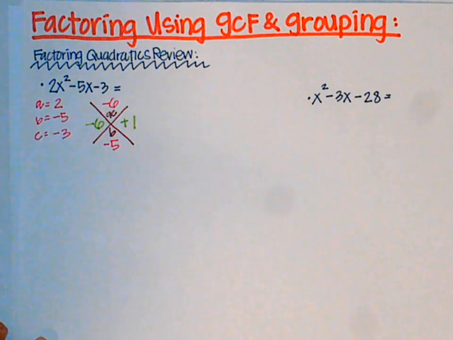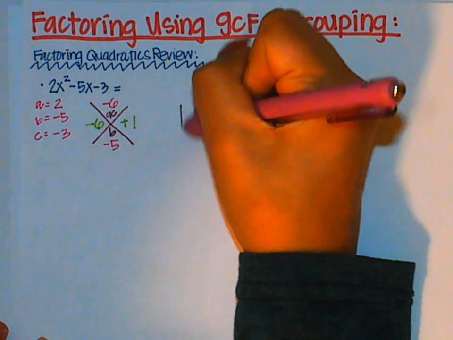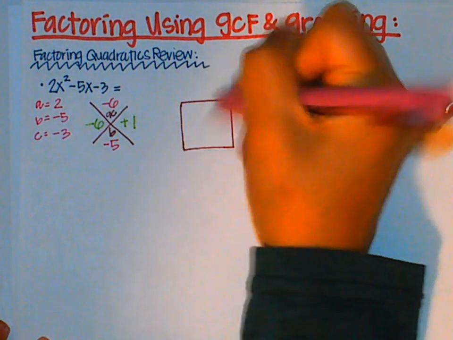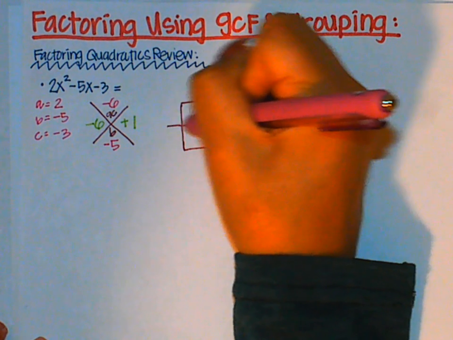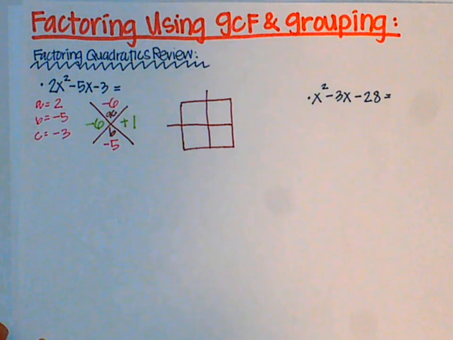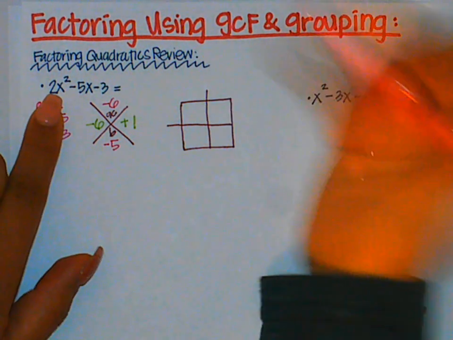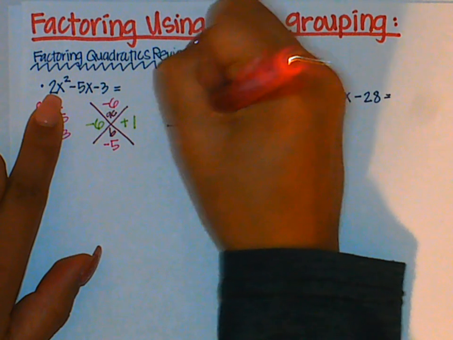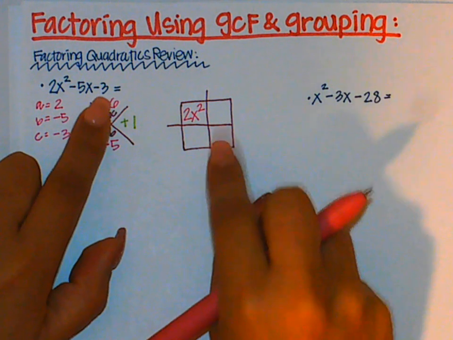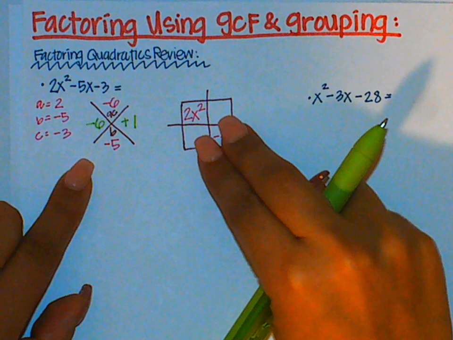From here, this is the X box method, so I am going to draw out my area model. But remember, what's different about this one is that instead of starting on the outside and finding the inside, we are now going to have the inside and we need to find the outside. So in this first box, it's our first term, so we have 2x squared. In our last box, we have our last term, so -3. In our two diagonal boxes, we're going to have our two terms.